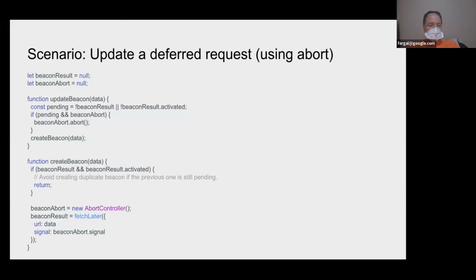It's a little complicated because you have to be careful about races, and so you need to keep the result around. You need to keep the abort signal around, and then you would probably wrap this up in some kind of an object. There's a function here for creating a beacon, and then for updating it.